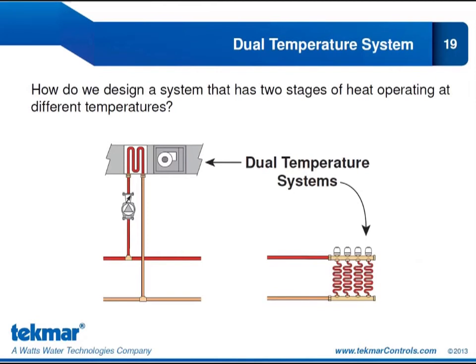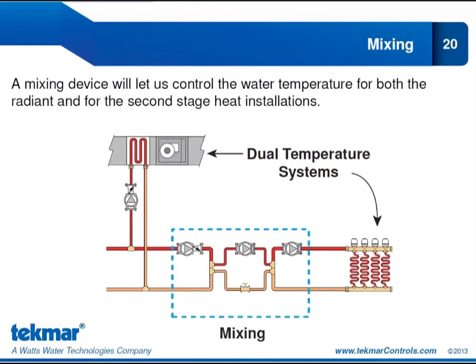Now, how can we mechanically design our system that has 2 stages of heat that will likely operate at 2 different temperatures? The answer is to include a mixing device. A mixing device will let us control the water temperature for both of these heat terminals, for the radiant installation and for the second stage heat installation.